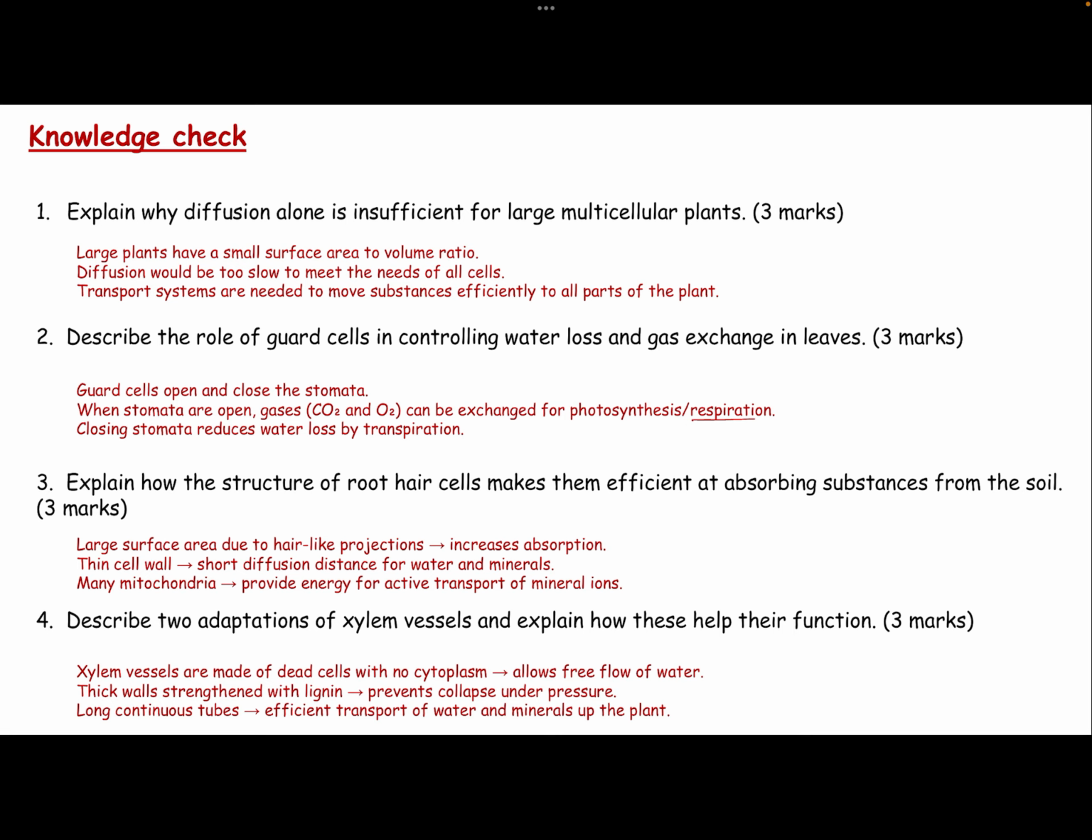Please go through these questions again. They're very important in supporting your understanding of xylem and phloem and the process of transpiration, translocation in plants.